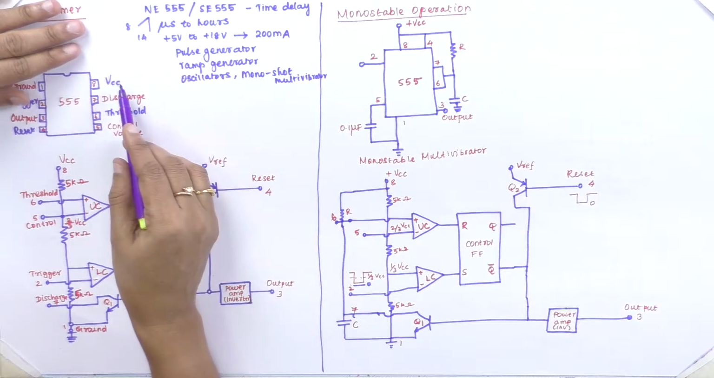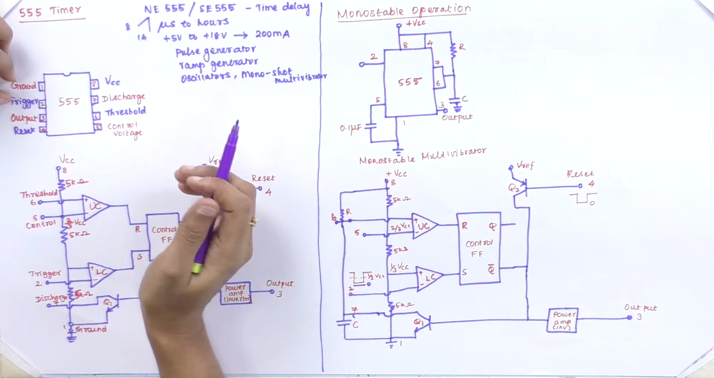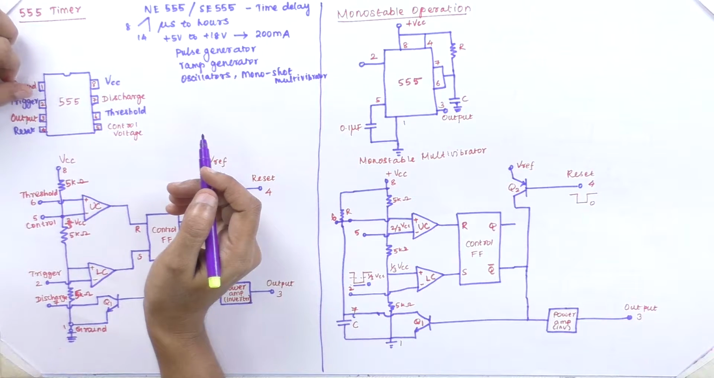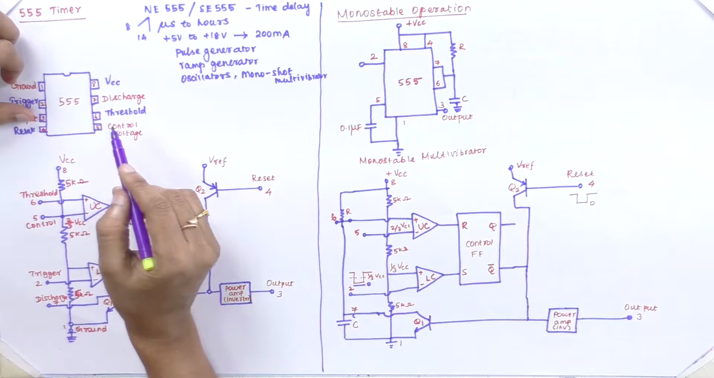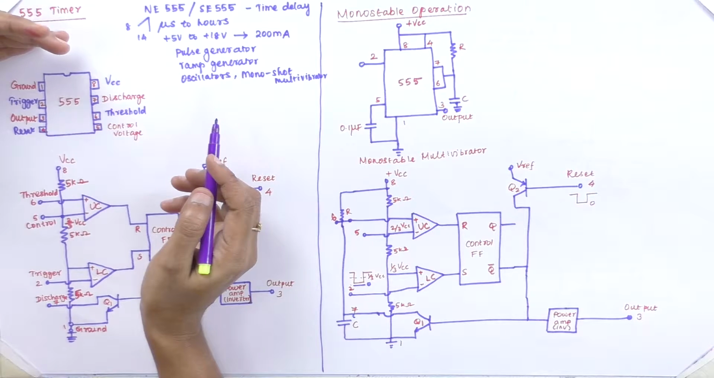Here the supply VCC is given, and the first terminal is for grounding. We apply a trigger pulse, either a positive pulse or a negative trigger pulse, to pin terminal 2. The reset works like flip-flop conditions, or in terms of a counter.